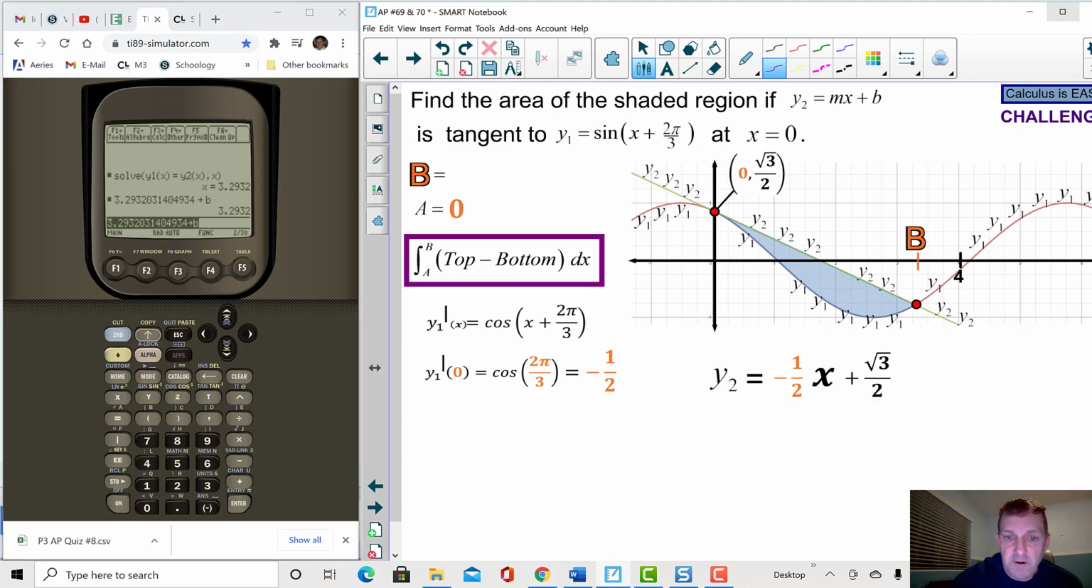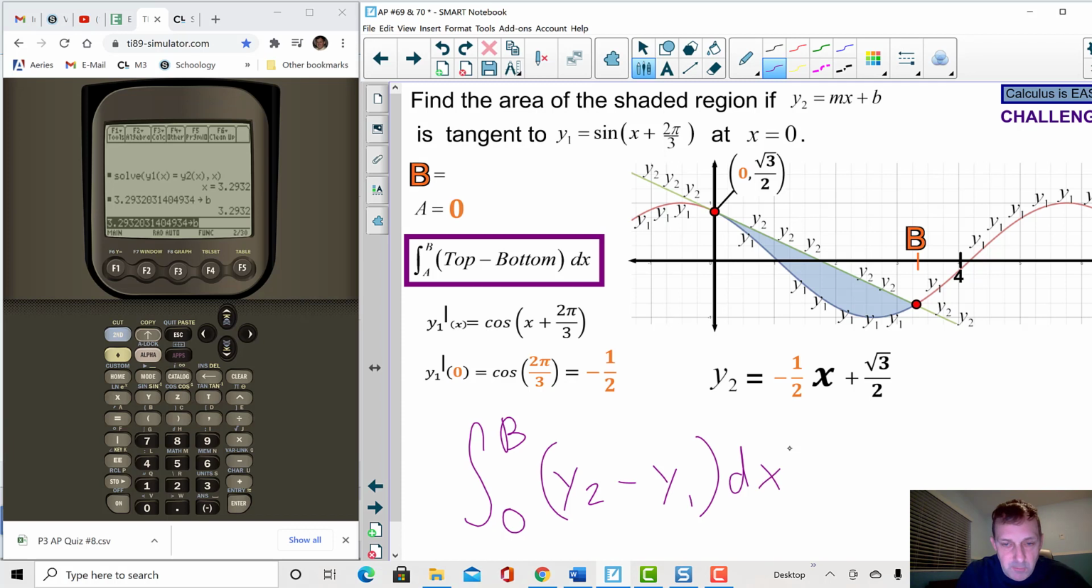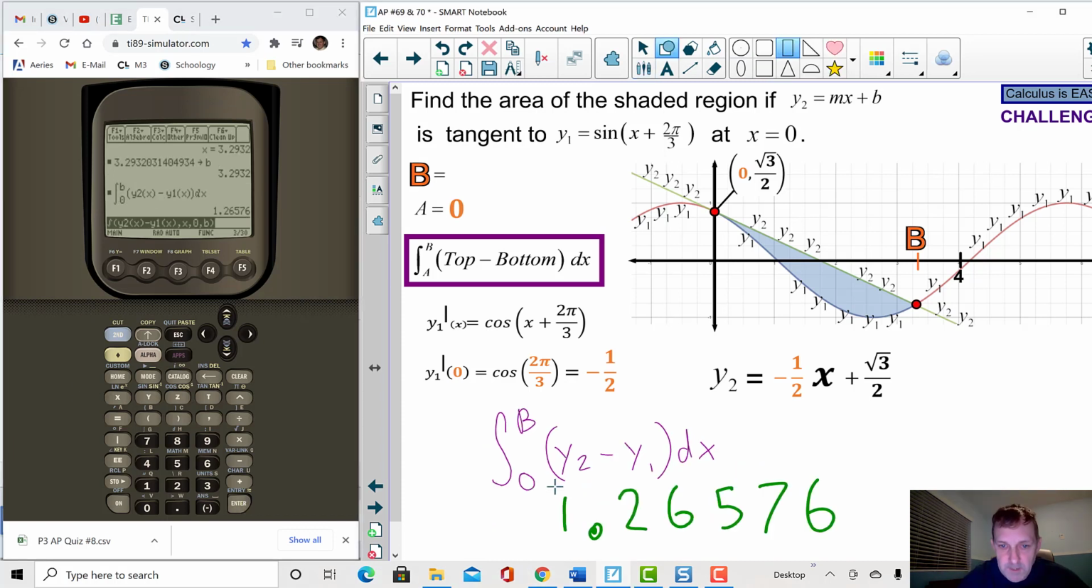And now we can go ahead and write our integral. We are doing the integral from 0 to b, y2 minus y1. And that will give us the area of the shaded region. So let's just type that in the graphing calculator and get our final answer. Here we'll push enter. And our final answer is 1.265. I'm just going to truncate it right there. And that's my final answer.